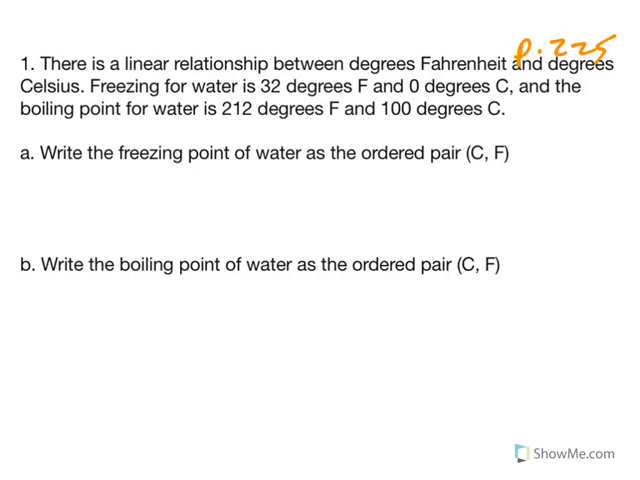So there's a linear relationship between degrees Fahrenheit and degrees Celsius. Now when they tell you there's a linear relationship, that means if you graph this, it'll be a straight line. So freezing for water is 32 degrees Fahrenheit and 0 degrees Celsius, and boiling point for water is 212 degrees Fahrenheit and 100 degrees Celsius.